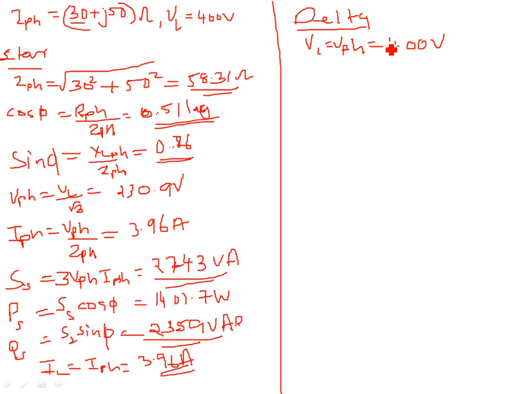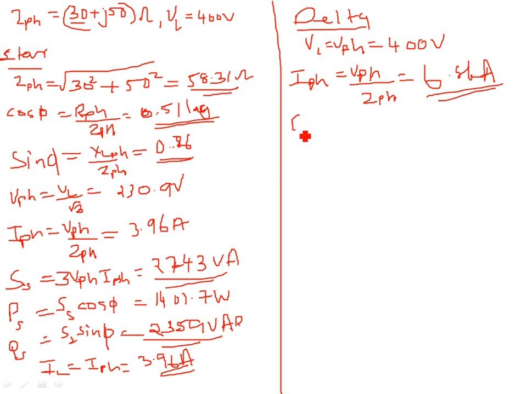Now, what is phase current? Basically, phase current is phase voltage by Z phase. Phase current is V phase divided by Z phase. What is V phase? It is 400 by 58.31. So the answer is 6.86 ampere. So phase current is 6.86 ampere. Now, coming to apparent power.